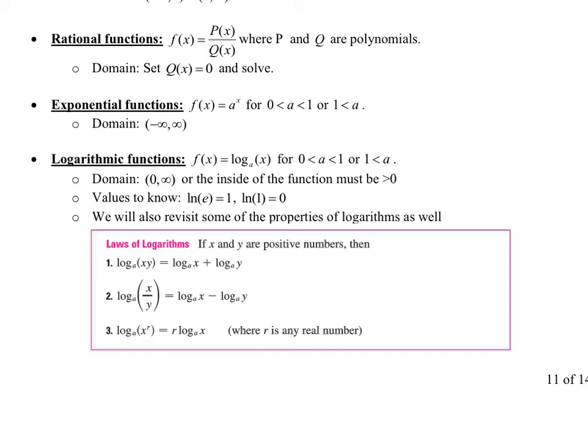Notice if it's addition or subtraction on the inside, that means nothing. You can't do anything with it. So you can only separate multiplication and separate division. Multiplication turns into addition, division turns into subtraction.